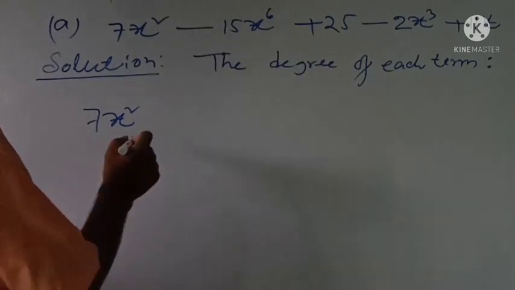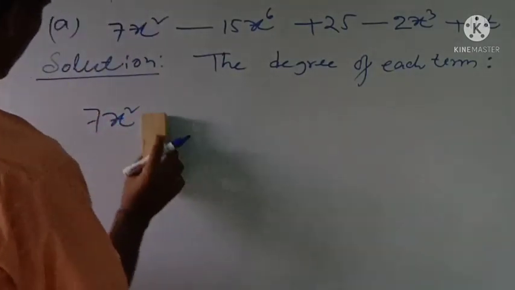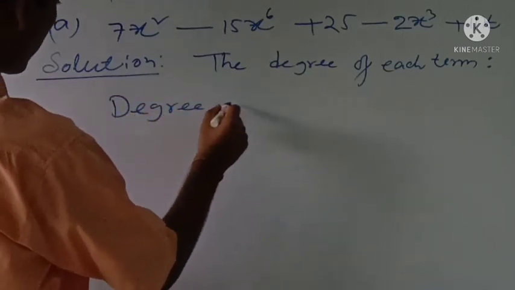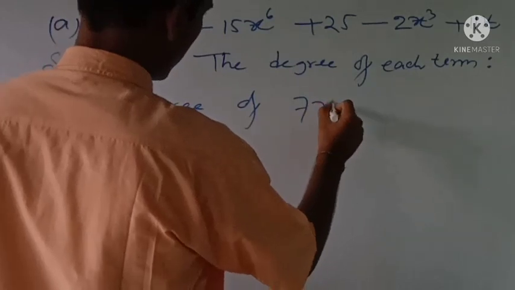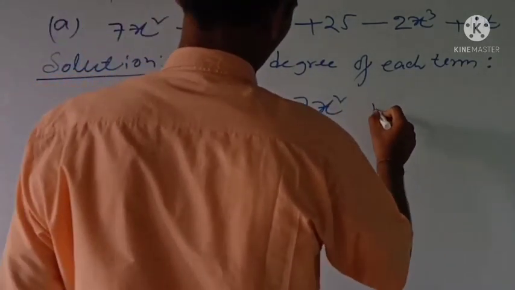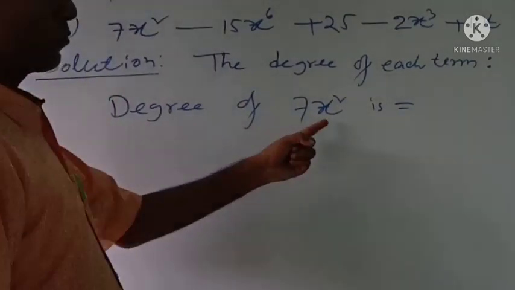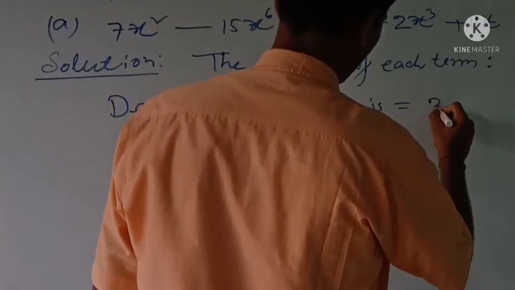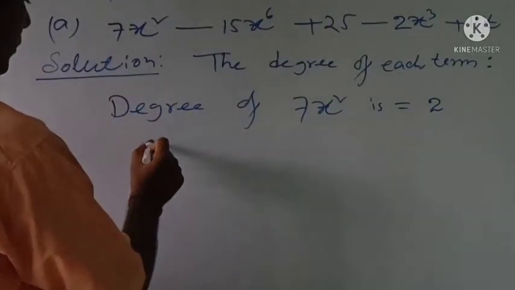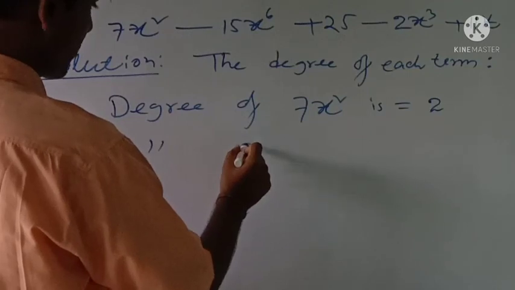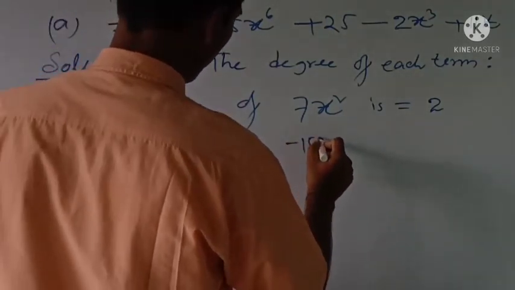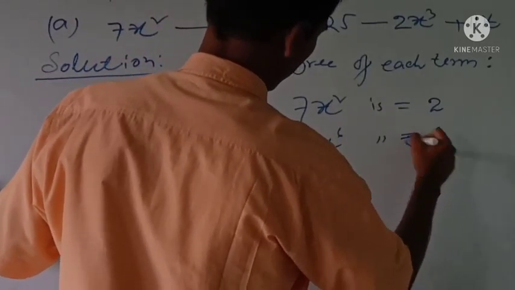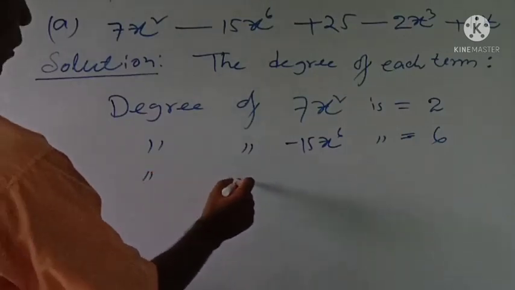All right, so degree of 7x square. You have only one variable and the power of this variable x is 2, so the degree of this term is also 2. Next we got minus 15x raised to the power 6, so the degree of minus 15x raised to the power 6 is 6.